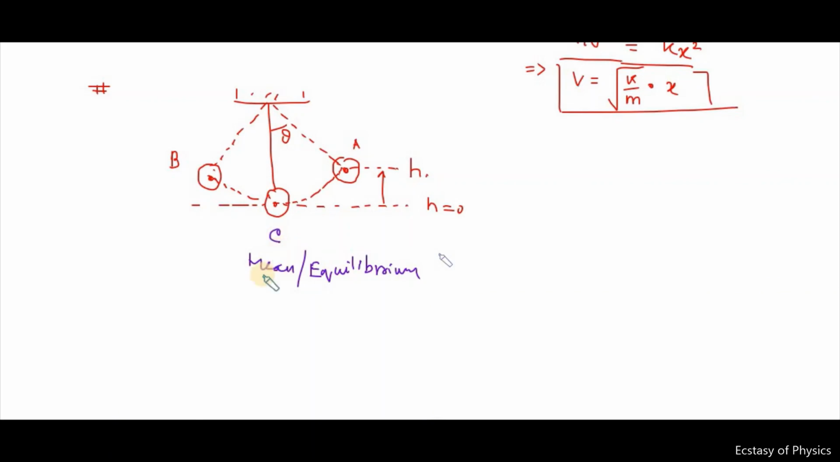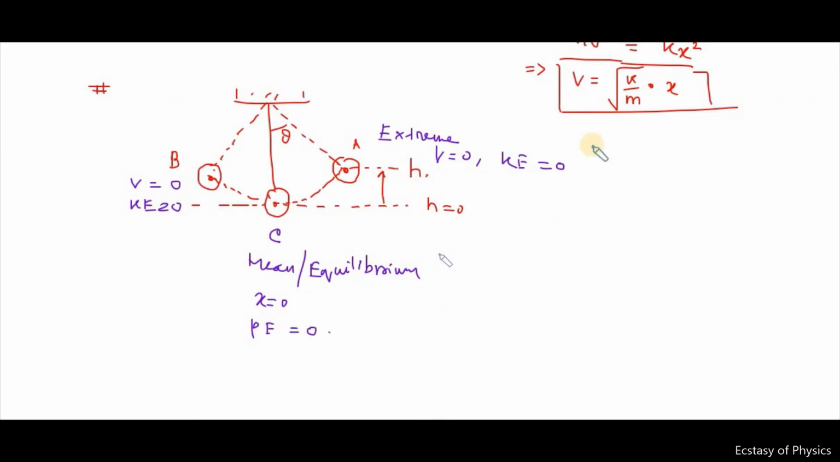At the mean or equilibrium position, we are considering x equal to 0, and a and b are considered the two extreme positions. At the two extreme positions we always consider that velocity is equal to 0, v equal to 0 at b and a. Since the velocity is 0, kinetic energy is equal to 0. And at point c, h is equal to 0, so at the mean position we consider that potential energy is equal to 0.